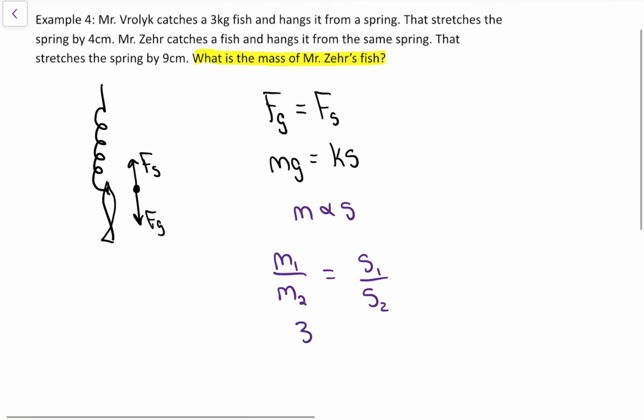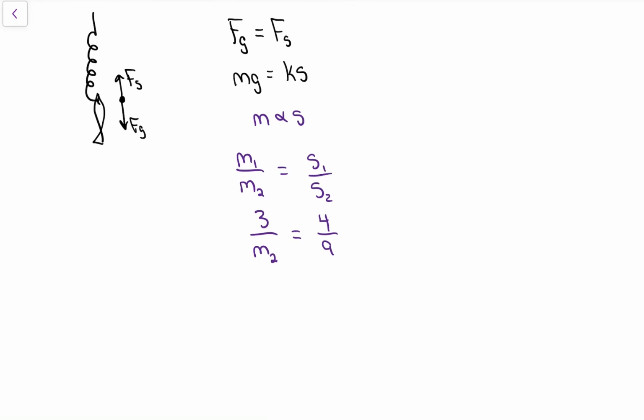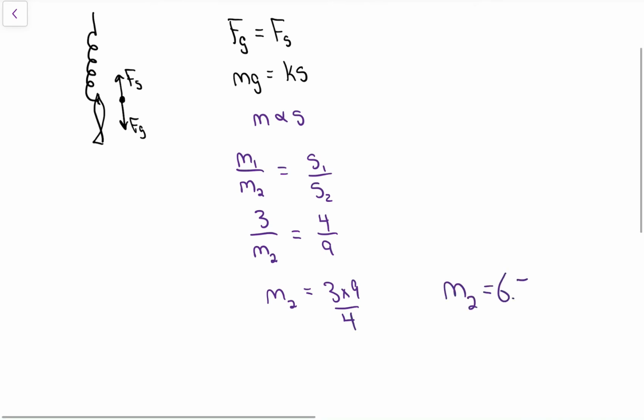We could call my fish fish 1, so it's something like 3 over, I don't know how heavy his fish is, equals 4 over 9. The ratio of 4 over 9 has got to be the same ratio as 3 to the second mass. 9 is 2 1/4 times bigger than 4, so his fish has to be 2 1/4 times heavier than the first one. Or if we just cross multiply, m2 is going to be equal to 3 times 9 all over 4. That second fish must be 6.75 kilograms.